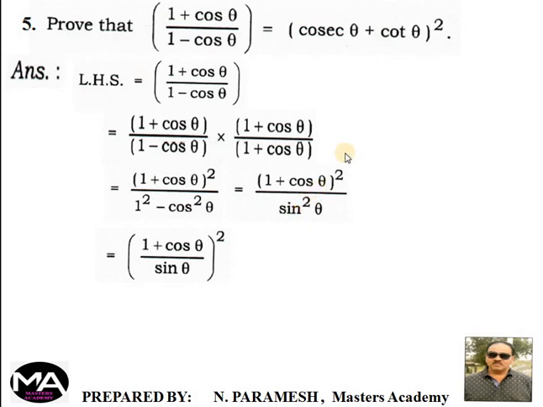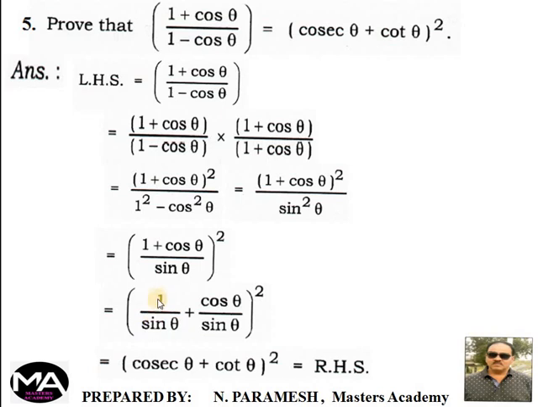That is equal to (1 plus cos theta) by sin theta, the whole square, that is equal to separate, 1 by sin theta plus cos theta by sin theta, whole square as it is, that is equal to 1 by sin theta, which is the reciprocal function of cosecant theta, plus cos theta by sin theta, which is the ratio function of cot theta, whole square as it is, that is equal to (cosecant theta plus cot theta) the whole square, that is RHS.